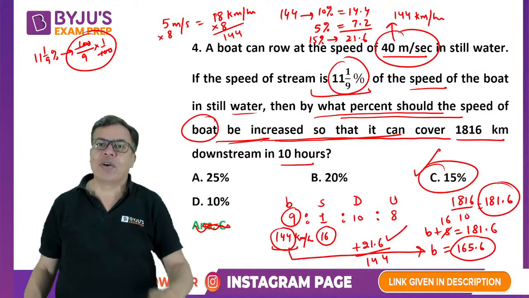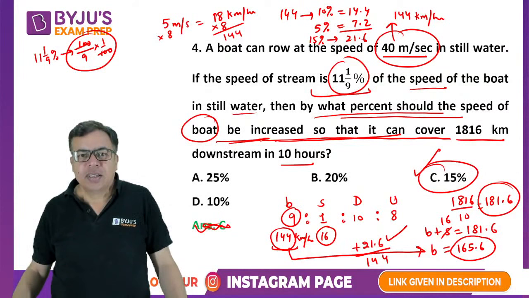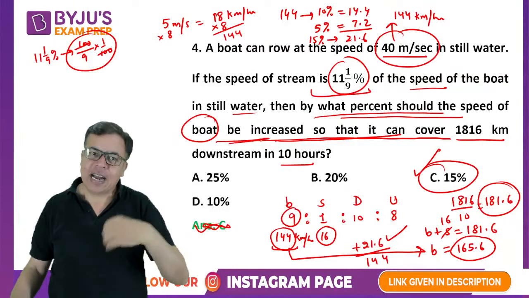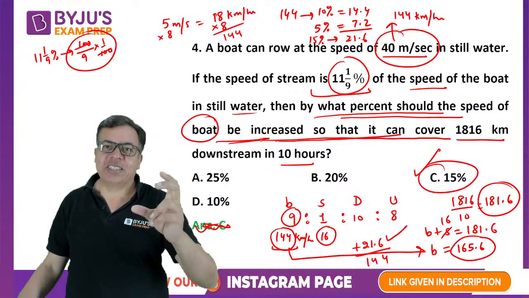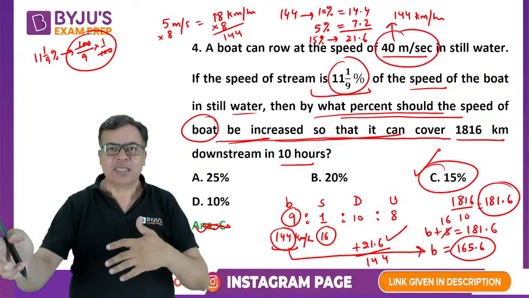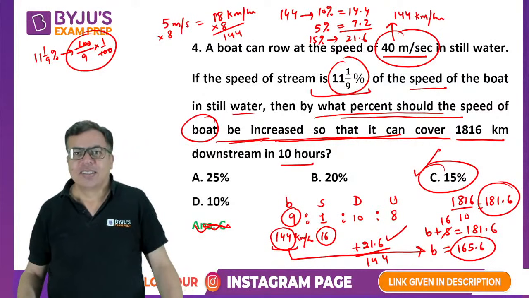Right? I hope you are getting this. Right? This is definitely not a CMAT level question. This is definitely a CAT level question, where you are increasing the speed of the boat in still water, you are not increasing the speed of the stream, right? That is the catch. So you will not directly increase the speed of the downstream by a certain percent, because downstream is boat plus stream. You are just increasing the speed of the boat, stream will remain constant, right?